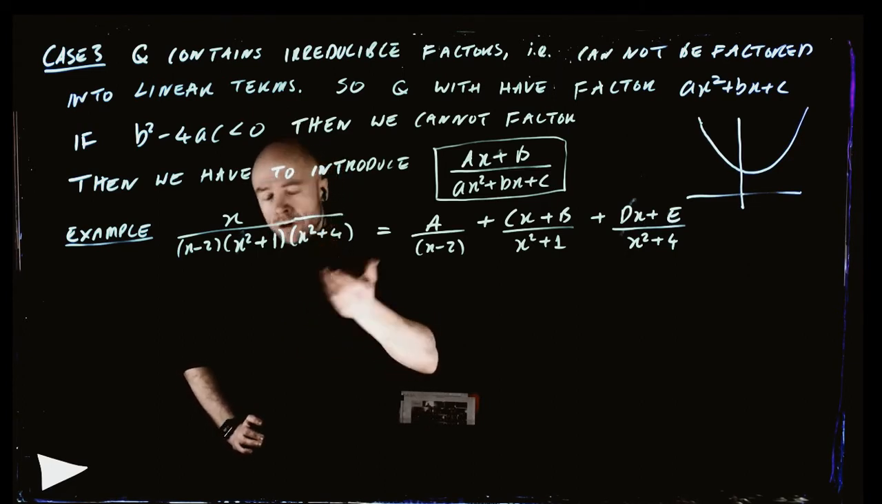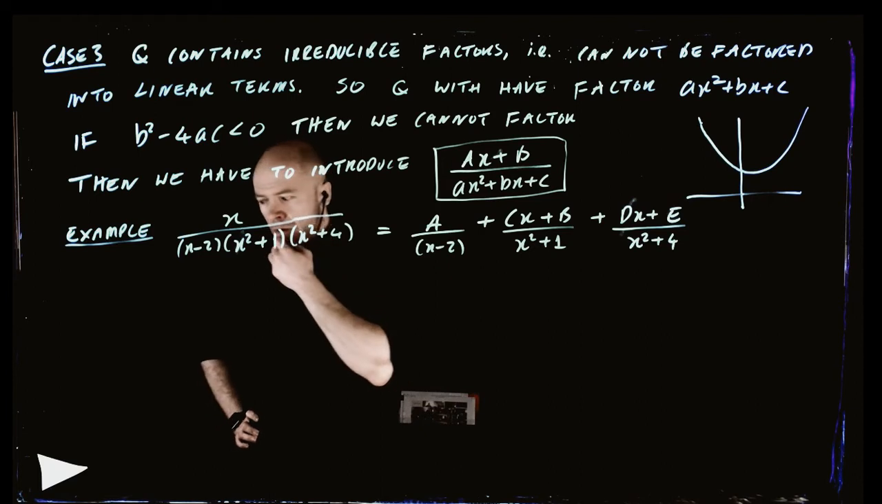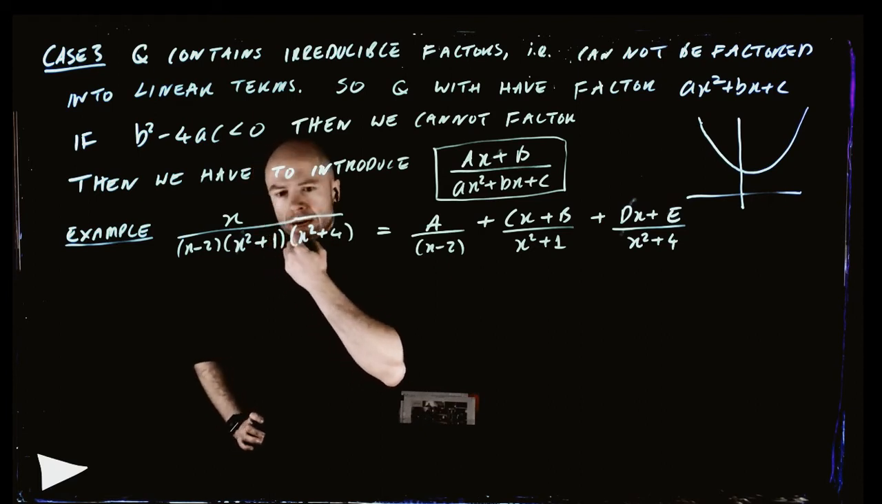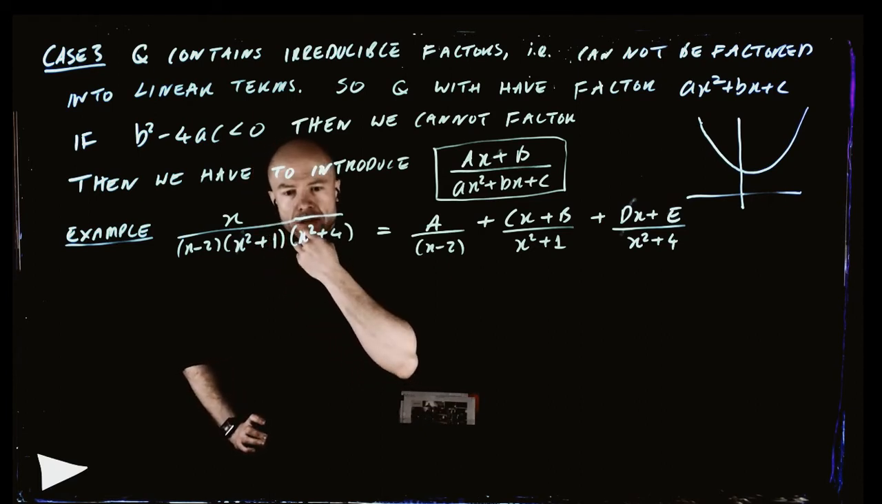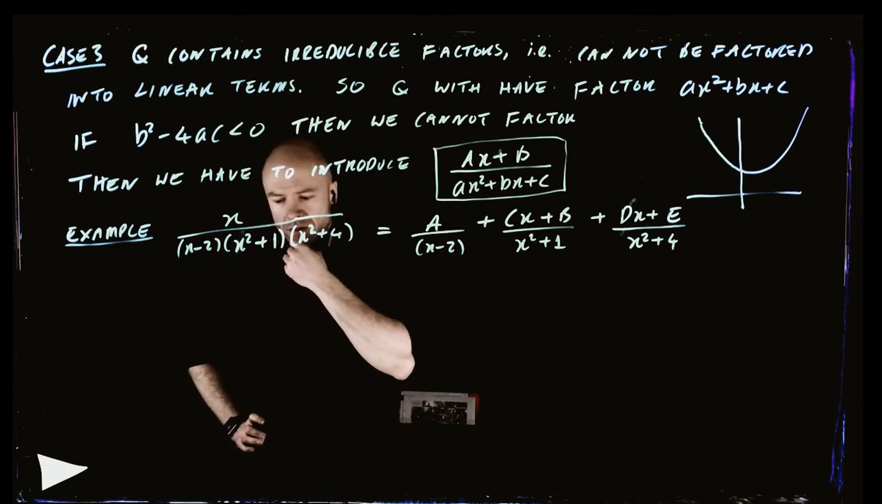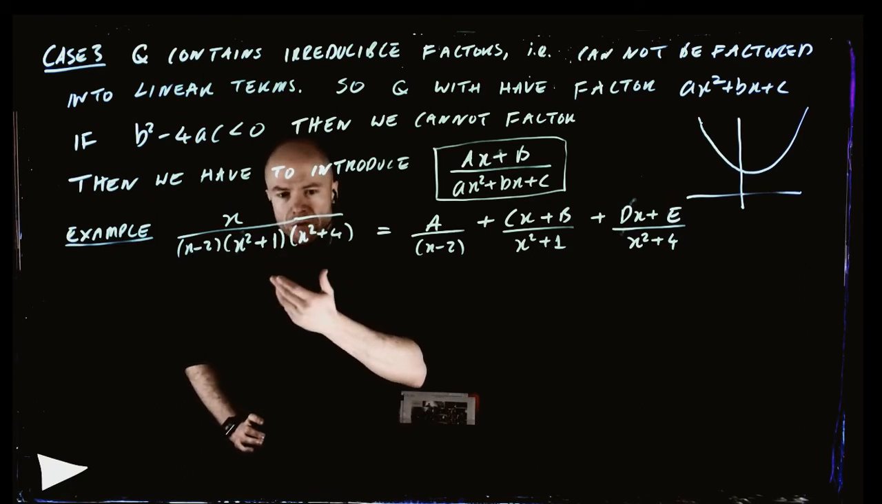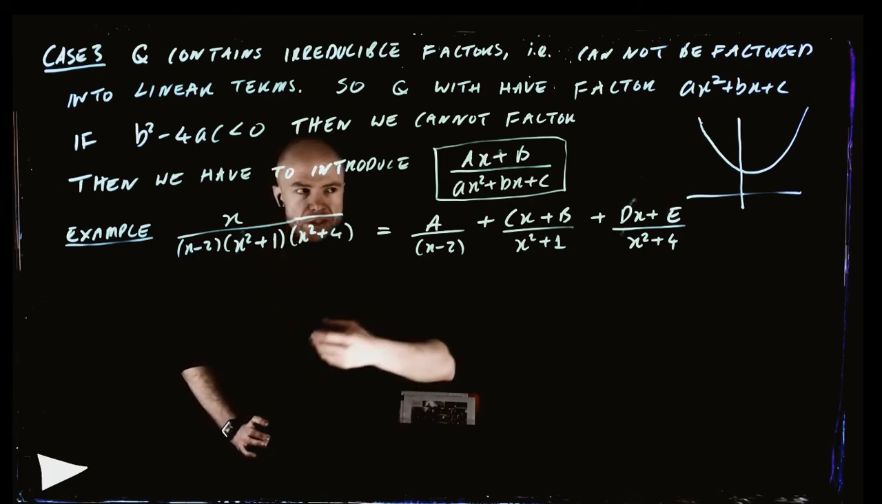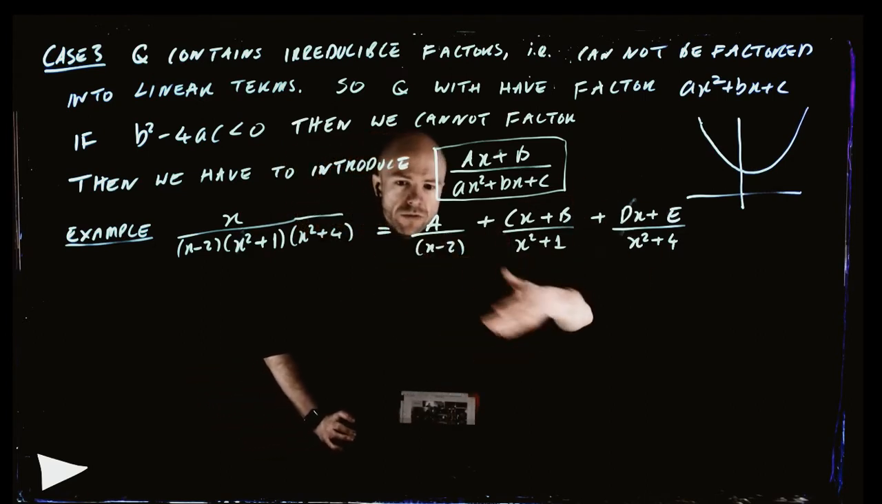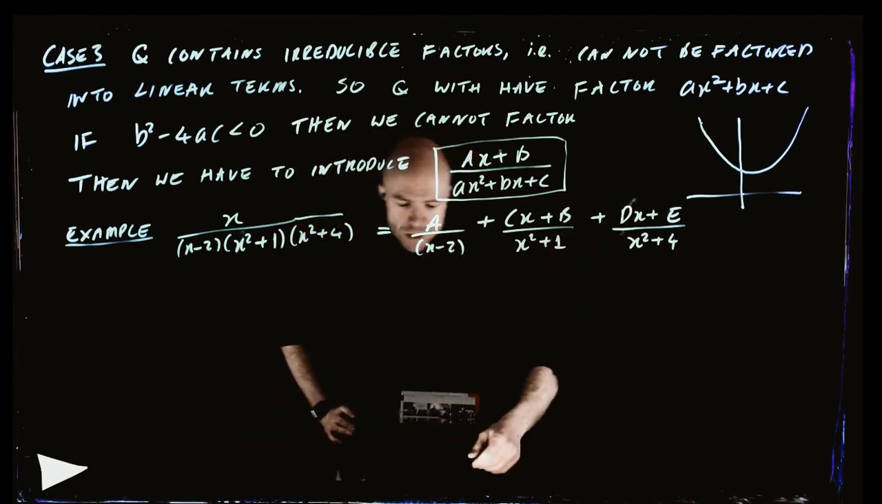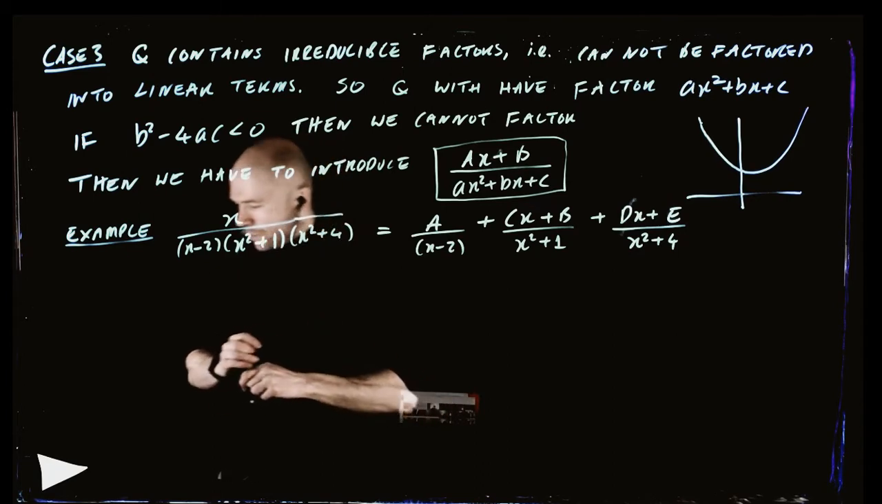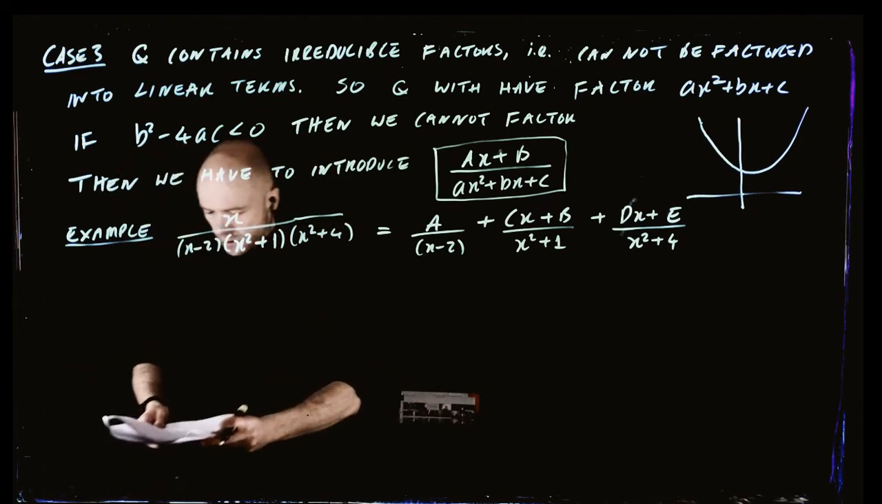In case 4, we won't do an example, but it's exactly the same. Case 4 is the rarest case, so you'll see it the least often, but it's the same thing. In every case, it's knowing the form and then just finding the coefficients. Okay, let's do an example of case 3. This is our example.